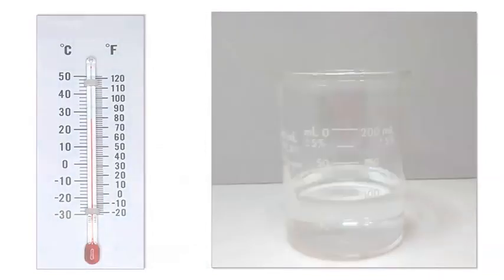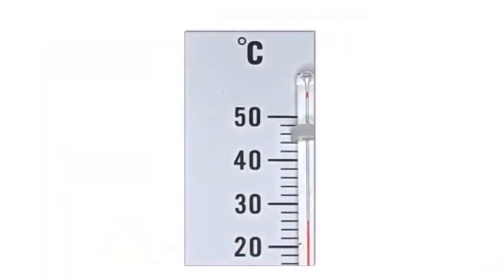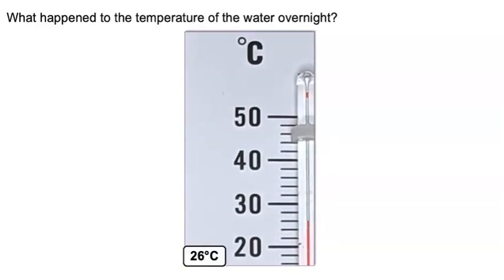Look! The temperature of the water is 26 degrees Celsius. What happened to the temperature of the water overnight? The temperature of the water went down or decreased, which means the water cooled down. Why do you think the temperature of the water decreased? Well, we stopped heating the water, and we put the beaker in a cool room overnight. The water got cooler because the room is cool. Cooling can decrease a material's temperature and cause other changes in the material.